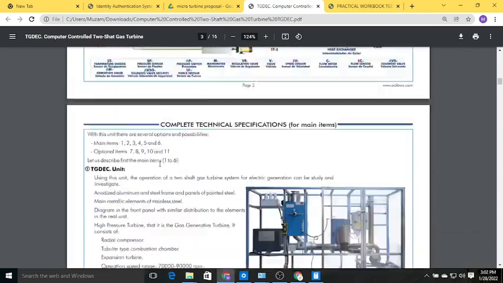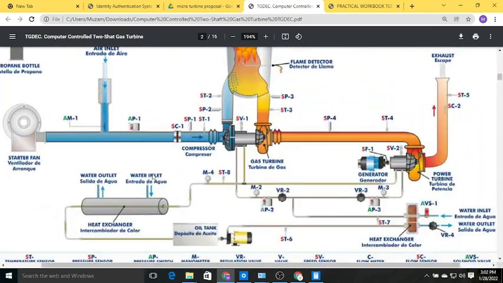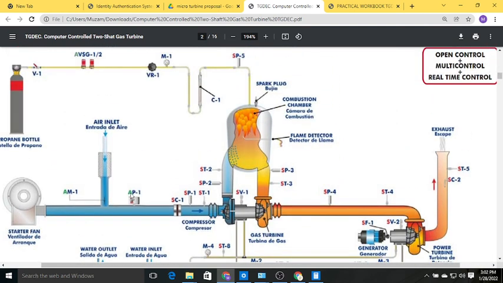Let's go to the real diagram. This comprises the flow sensor and all things. We have propane gas, which is not pure propane, it's a mixture of butane and propane called LPG. That LPG goes to the combustion chamber through this flow knob, and this flow knob also shows the flow of LPG, which is later used for thrust calculation, power calculation, and efficiency calculation.